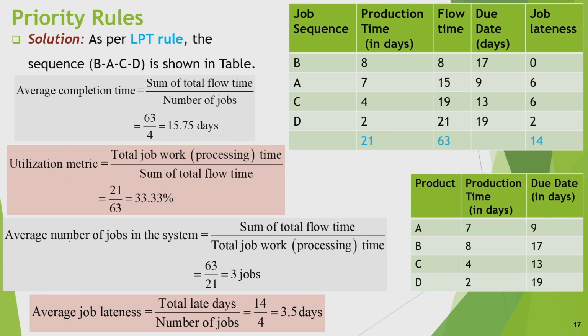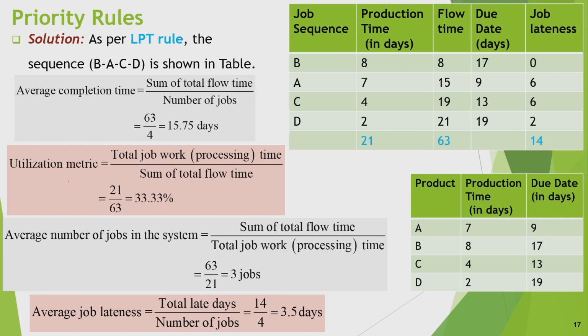So, total production time in days is 21 only, but the flow time differs. The first job finished in 8, then 8 plus 7 is 15, 15 plus 4 is 19, then 19 plus 2. So, this is 63, and the due date is also given, and you see the job lateness. For example, for job B there is no lateness, but for this one there is. Job C takes 6 days late, job D takes 2 days late. Okay. So, therefore, total late time is 14 days.